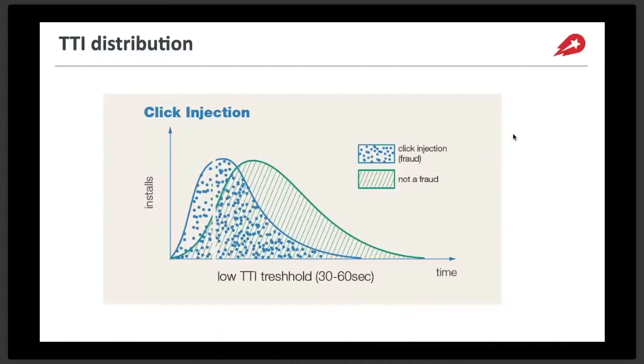And this is a good graph which indicates the time to install distribution. You can see anything too early on, if the install is generated immediately after the click, usually it takes 15 seconds to click on an app, click on the ad, go to the Play Store and download. Anything lower than that is pretty suspicious. Then that is pretty obvious.